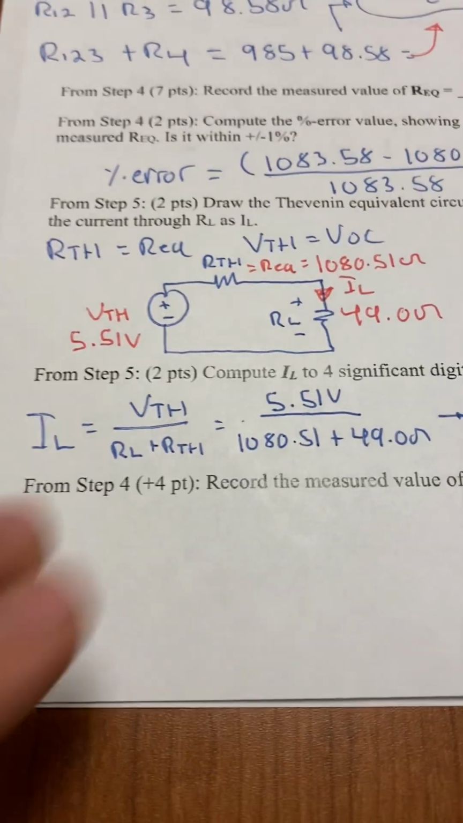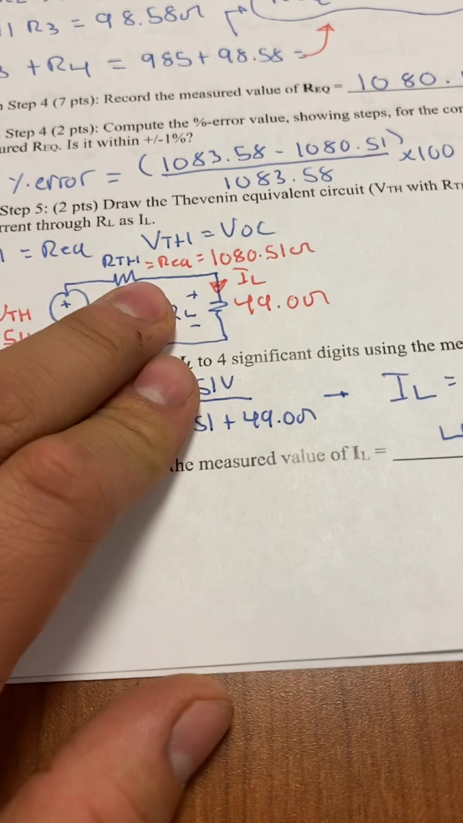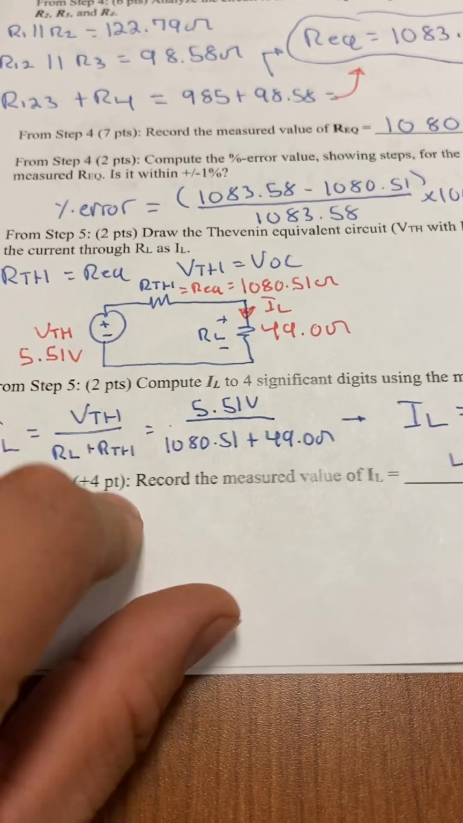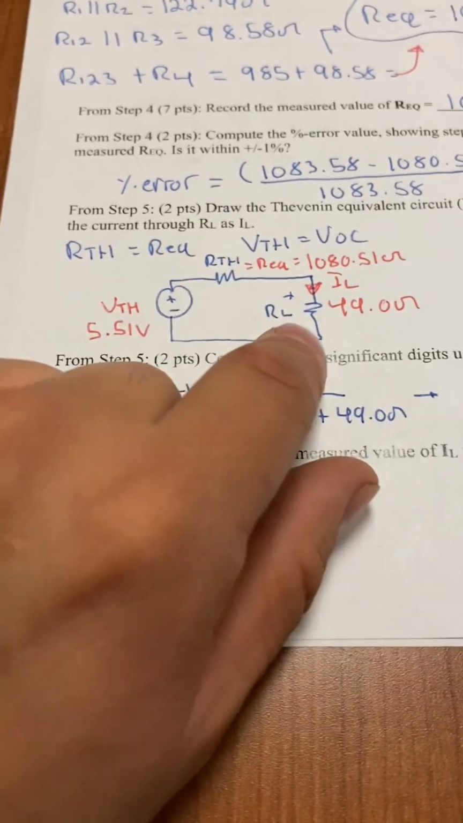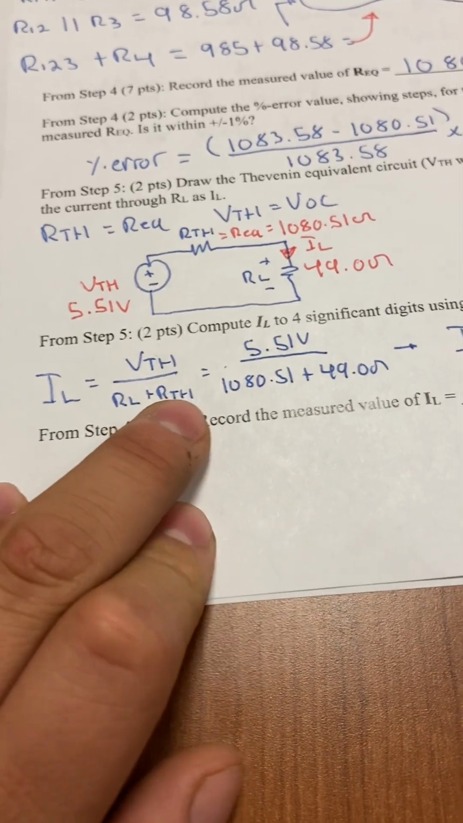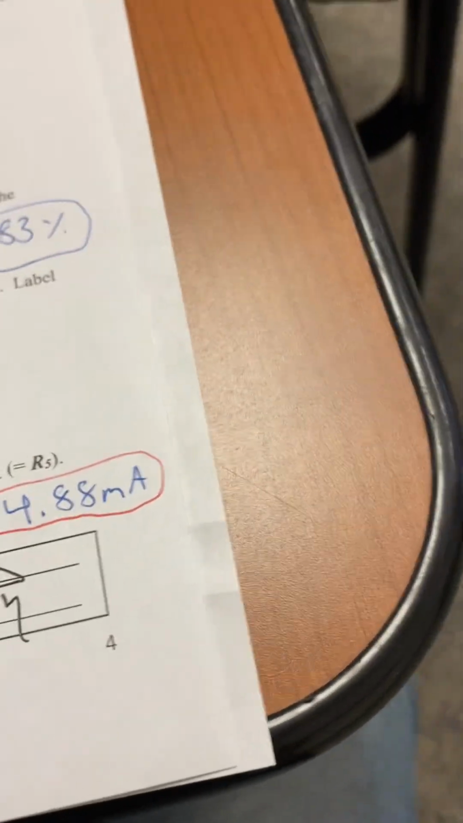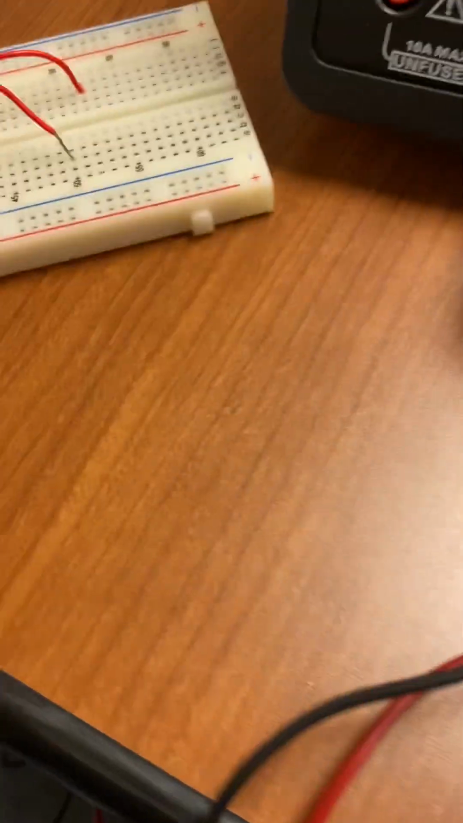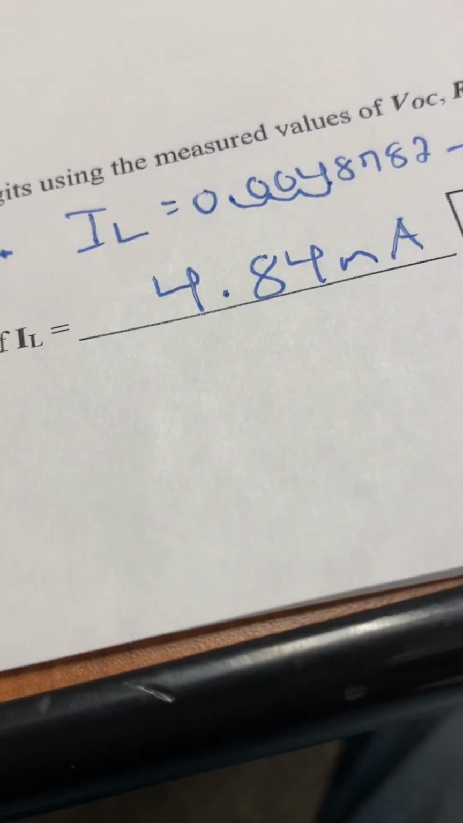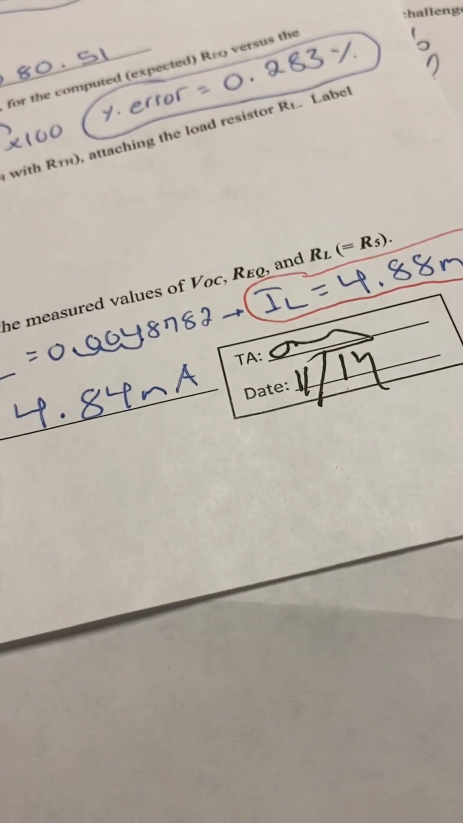And then now you solve your equivalent circuit for IL. You use your VTH over RL plus RTH. And I found my IL to be 4.88 milliamps. And to measure the current IL, you just open your circuit here, measure it, and then I found it to be 4.84 milliamps. And that concludes my lab.